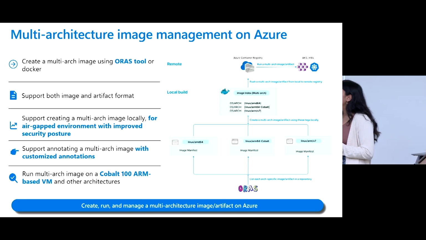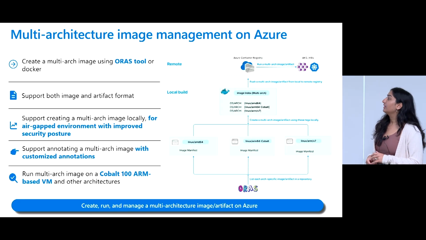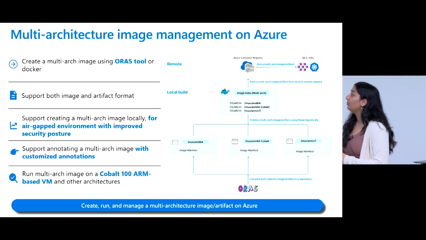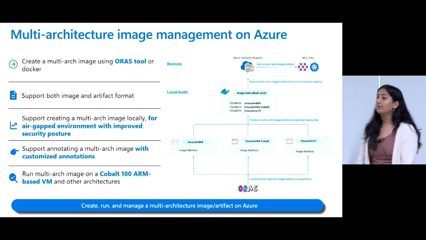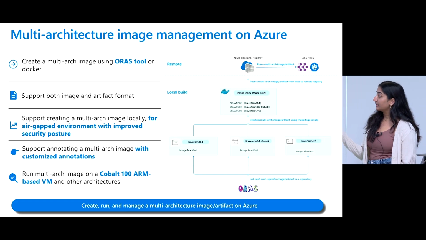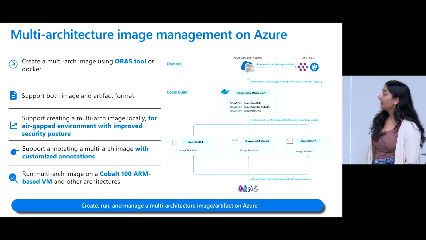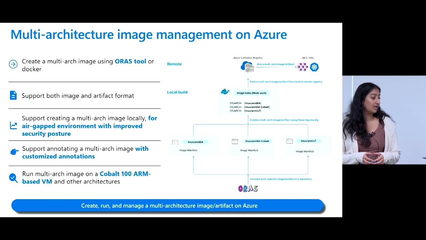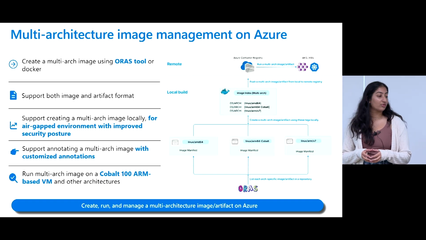So when it comes to these kinds of VMs, you want to work with multi-architecture images and manage them in Azure. But that might not be as straightforward. So the open source ORAS tool makes this simpler. You can essentially create a multi-architecture image using this project. So it supports both image and architecture format. And what the multi-architecture image can do is that they offer better cost savings, higher performance, and have the ability to support more cores with ARM-based VMs.